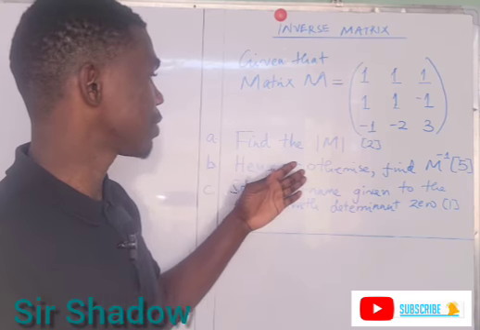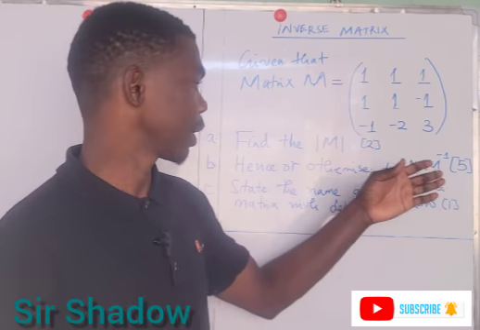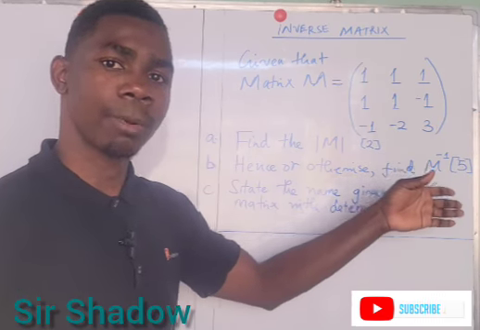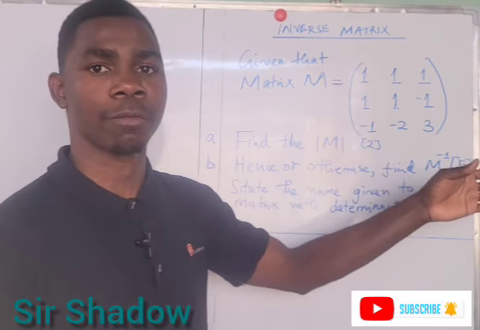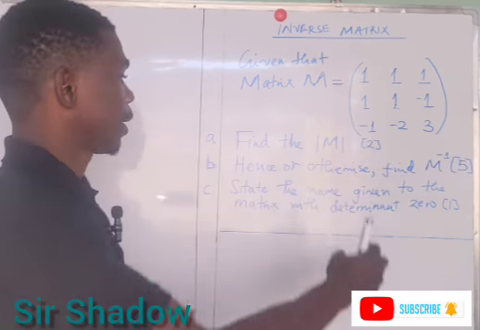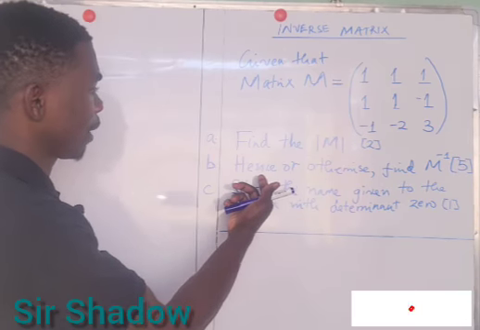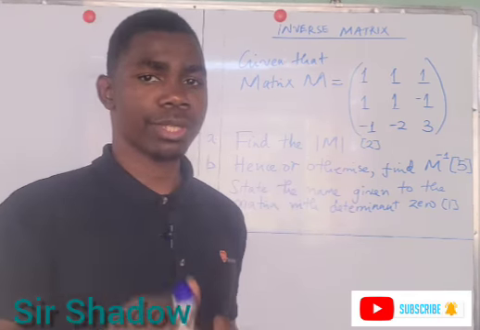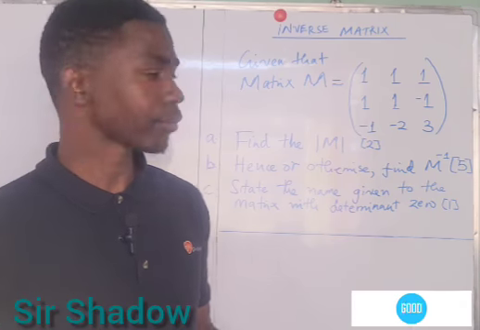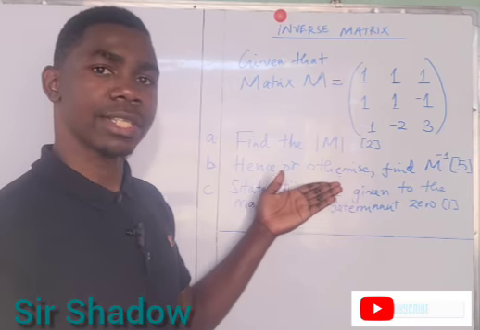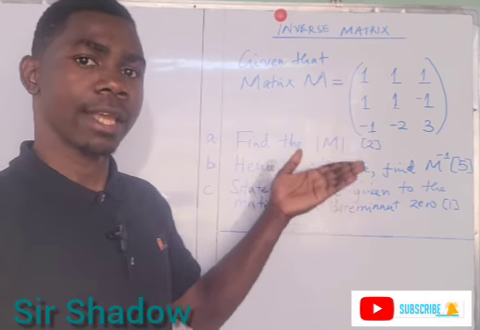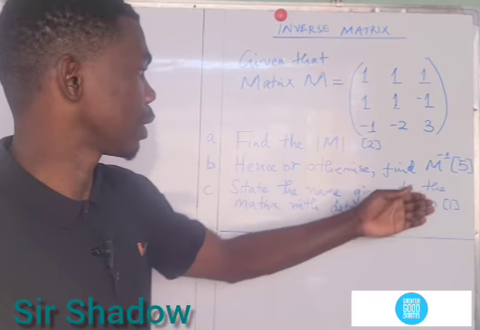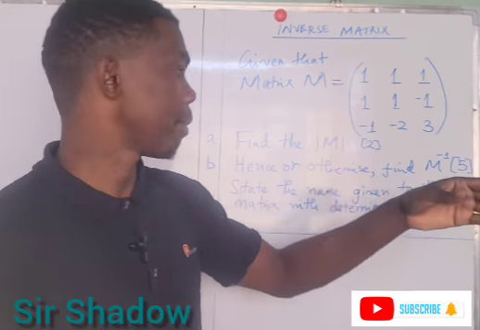Then B, hence or otherwise, find M to the power of negative 1. So M to the power of negative 1 simply means the inverse of matrix M. But we are given hence or otherwise. Hence simply means use the recent answer, the answer from above. Then otherwise, you can use an alternative method in order to find the inverse of matrix M.